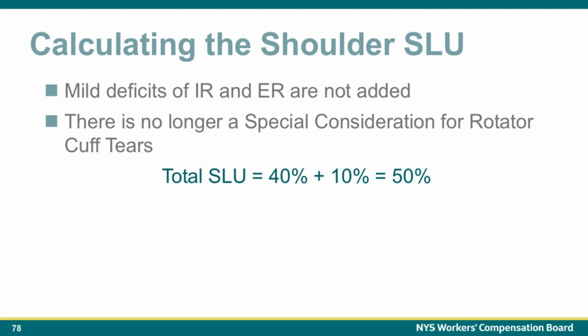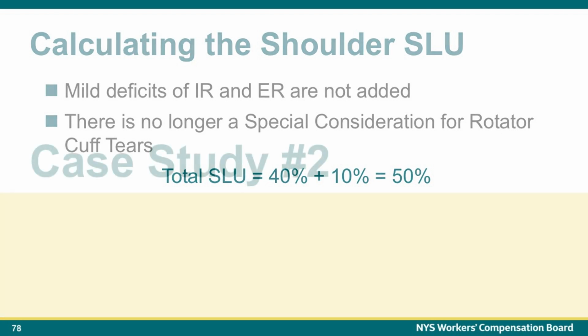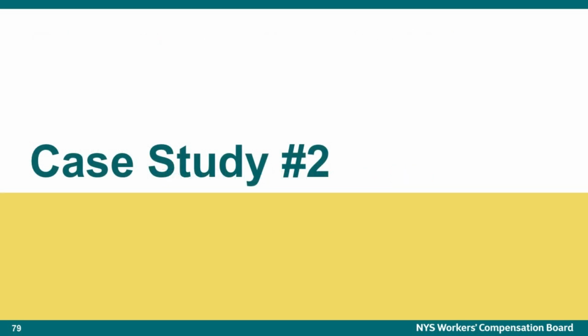Please note, there is no longer a special consideration for rotator cuff tears. So to get the total SLU, add 40% plus the additional 10% for a total of 50%. Now let's take a look at case study number 2.